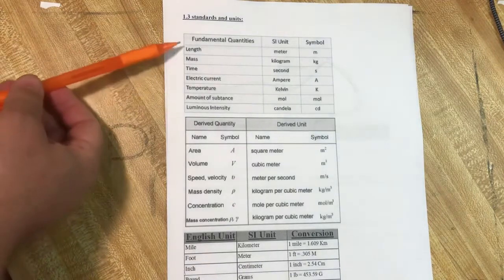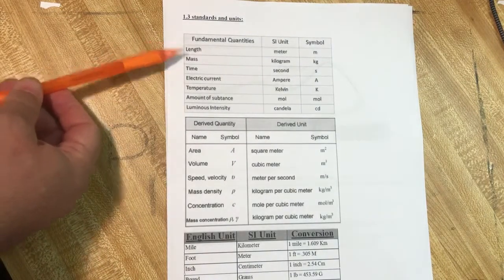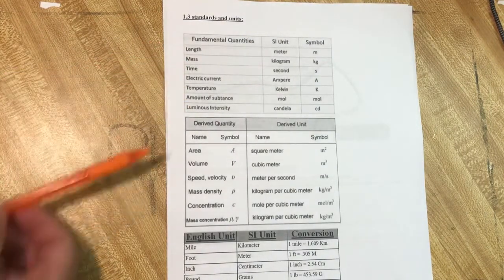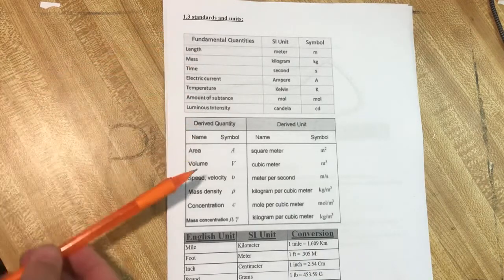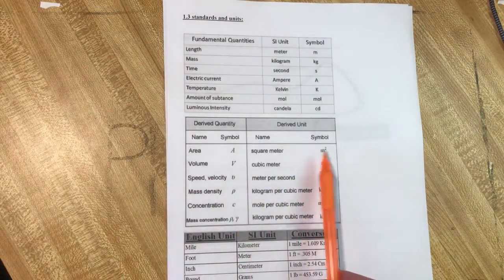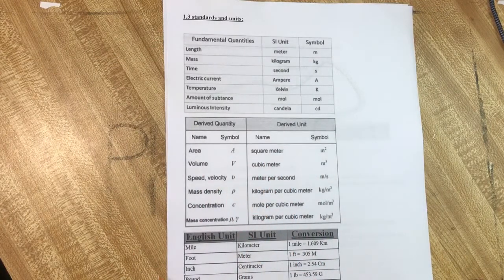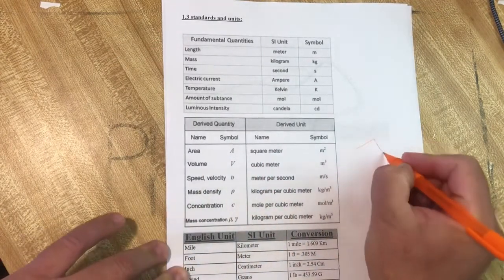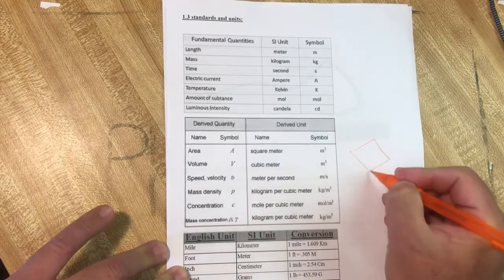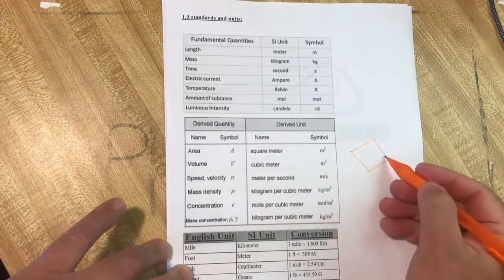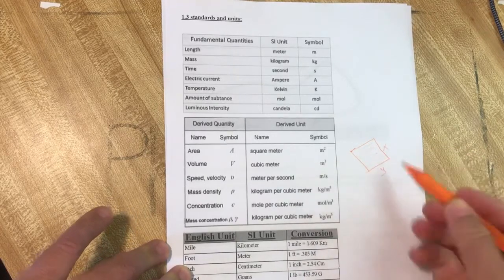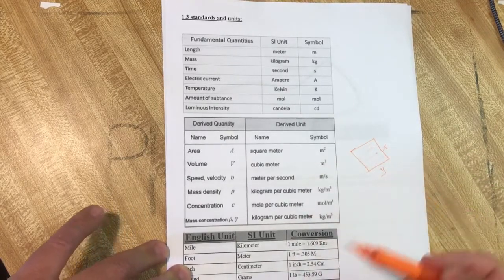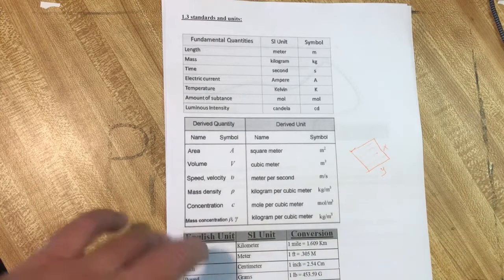For example, we can't derive the length from the mass or the time or any of these quantities, but we can derive the area from the length, which is meter by meter, which is square meter. We can measure the area of this surface, which is x multiplied by y. X is a length, y is a length. We can see that later in the examples.